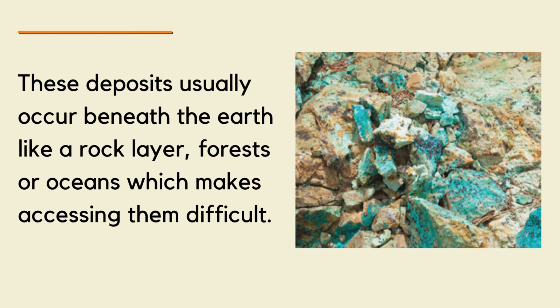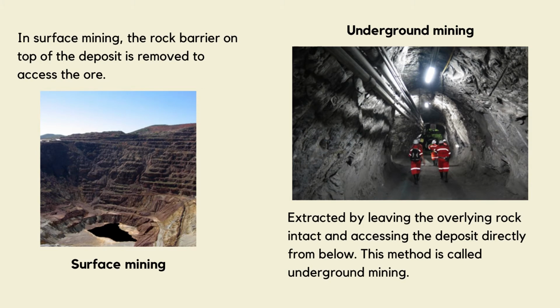Depending on how these ores are extracted, mining methods can be categorized as surface or underground types. In surface mining, the rock barrier on top of the deposit is removed to access the ore. However, sometimes such deposits occur too far below to access them from the surface. In such cases, they are extracted by leaving the overlying rock intact and accessing the deposit directly from below. This method is called underground mining.